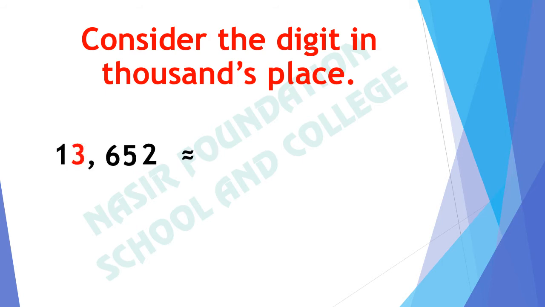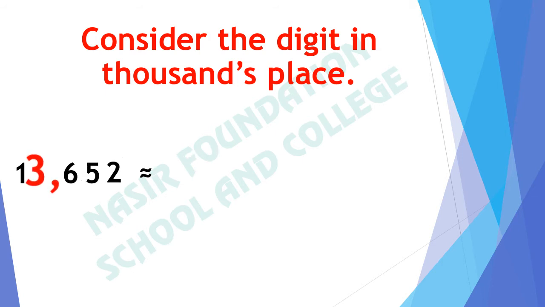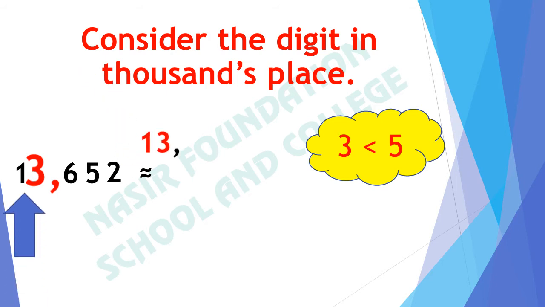Here we have the number 13,652. We will consider the digit in thousands place. The digit in thousands place is 3, and 3 is less than 5. It means the digit in thousands place will remain the same. It will be 13, and all the digits on the right hand side of the rounding digit will become 0. If we round off the number 13,652 to the nearest 10,000, it will be 13,000.